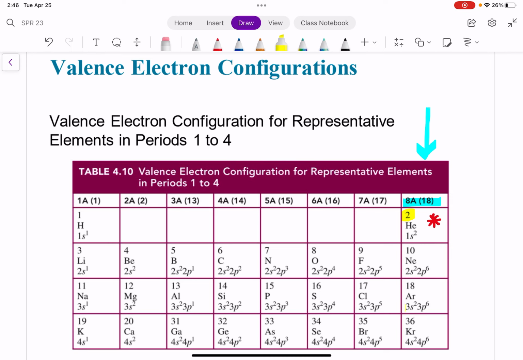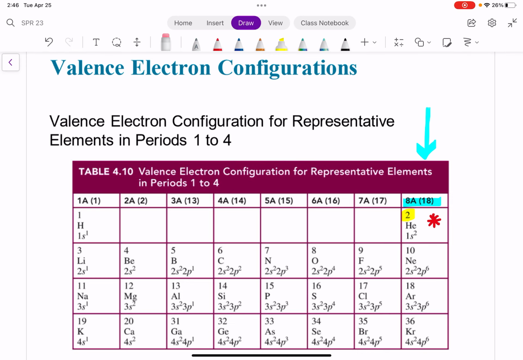Same thing down here. We've got 3 as our highest energy level for argon. Okay, because why? Because it's in period 3. And it has how many electrons? Yeah, 6. No, 8. Oh my gosh. Sorry, you guys. I think I need more coffee. It has 8 total valence electrons.